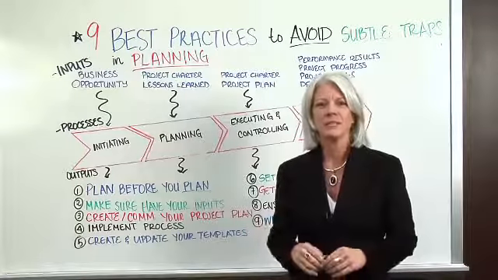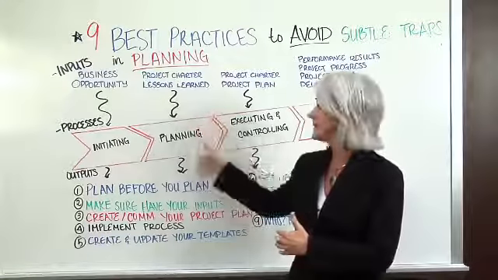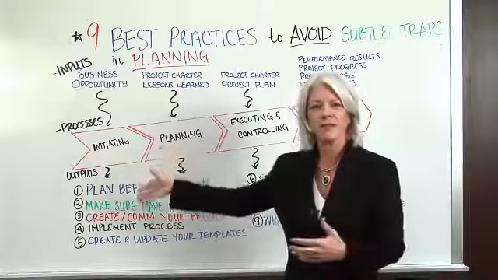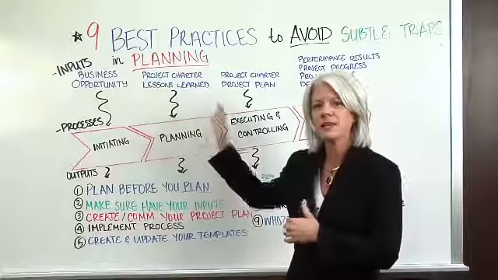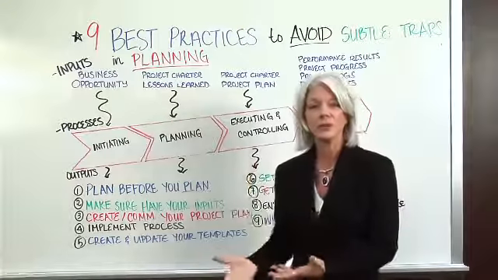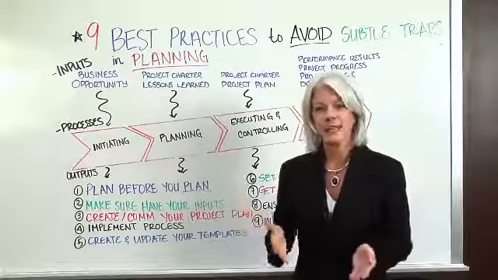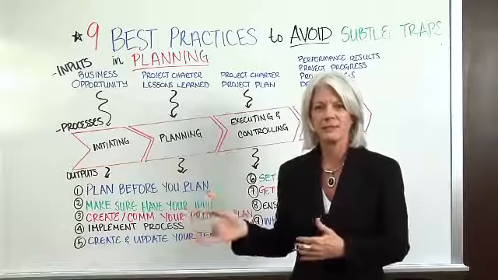Number 2, make sure you have the inputs that you need in order to get the project done. After initiating, you have to have certain deliverables that are produced that actually become inputs into the planning phase. So you need to ensure that you have those. Some companies call those gates. They have different gate reports or gates to ensure that they have the proper input.